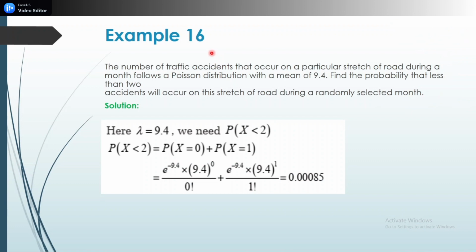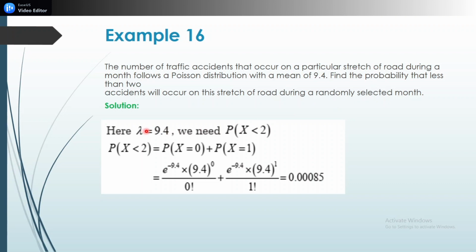Example number 16. The number of traffic accidents that occur on a particular stretch of road during a month follows a Poisson distribution with a mean of 9.4. Find the probability that less than 2 accidents will occur on this stretch of road during a randomly selected month.